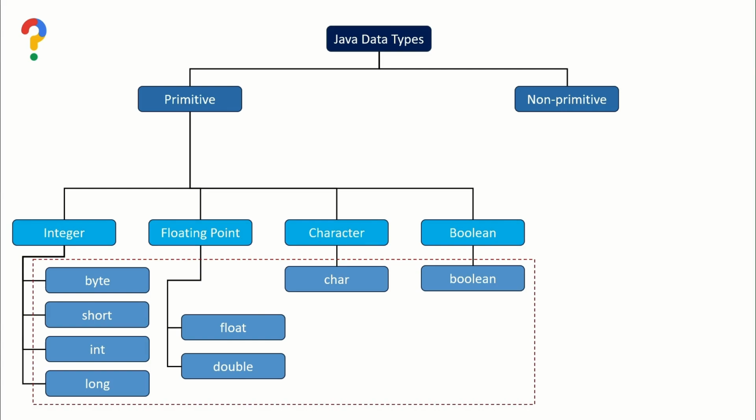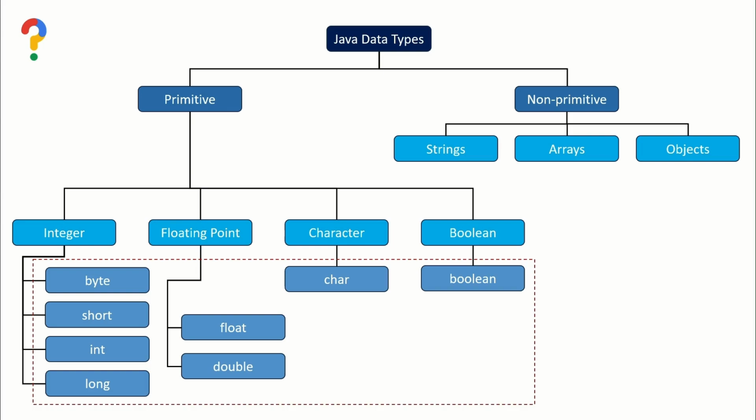Non-primitive data types can be categorized into 3 groups: strings, arrays, and objects. These objects are created using classes and interfaces. Let's see how to declare and use these data types in Java.